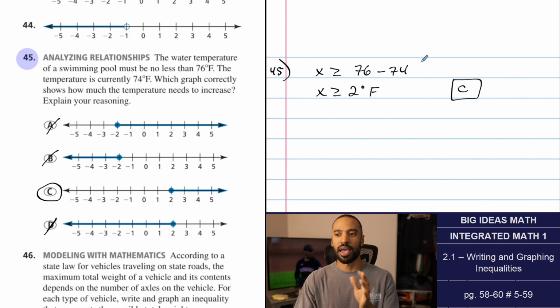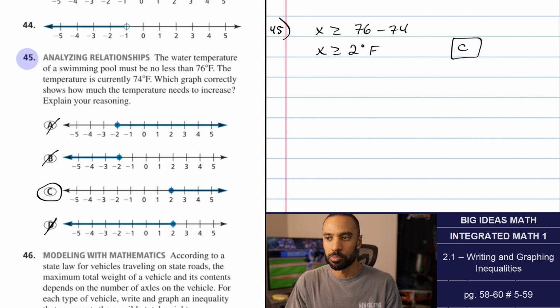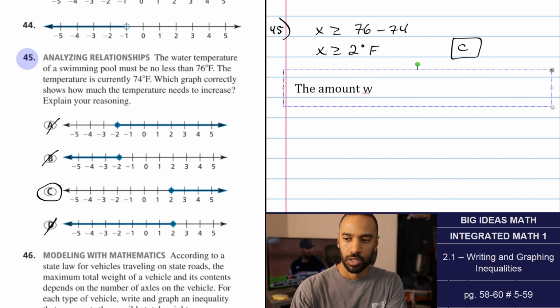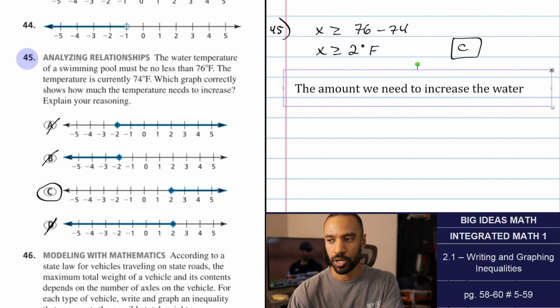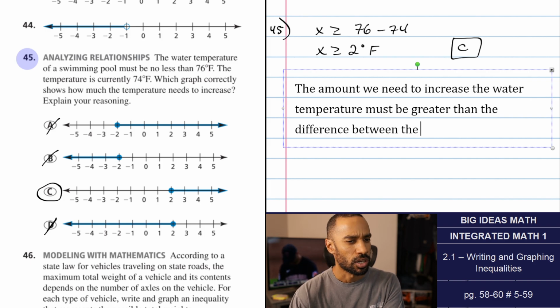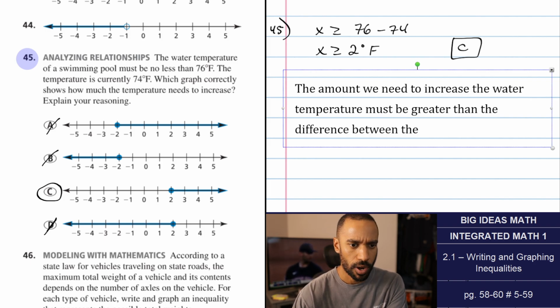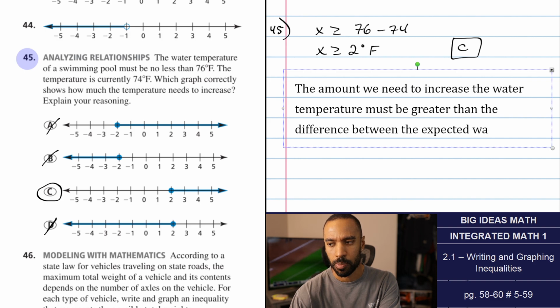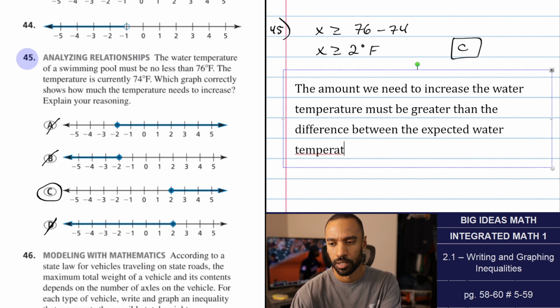They say explain your reasoning. My explanation is right here in the subtraction. I can type it out, however. The amount we need to increase the water temperature must be greater than the difference between the, let's see, what do they call it? I guess expected water temperature. The policy, oh gosh, what's the word? Standard, whatever, the expected. I can't think of what it is. The expected water temperature and the current water temperature. So that's my explanation.